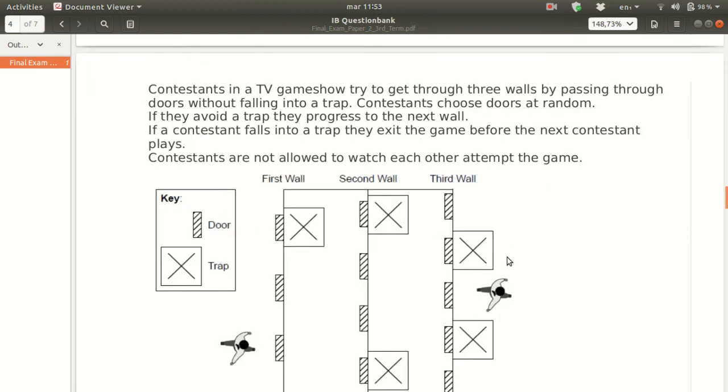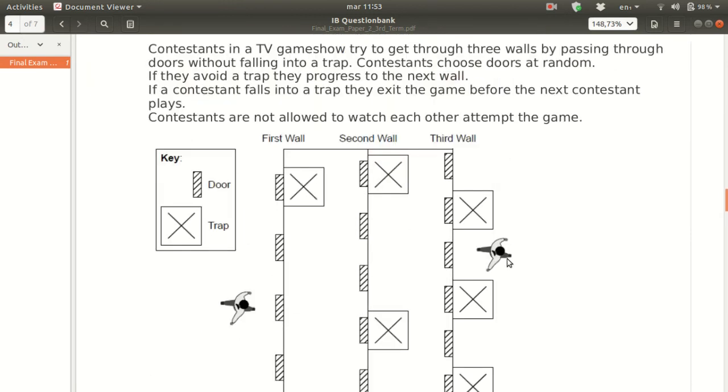All right, let's look at question 9. Contestants in a TV game show try to get through 3 walls by passing through doors without falling into a trap. Contestants choose doors at random. If they avoid a trap, they progress to the next wall. If a contestant falls in a trap, they exit the game before the next contestant plays. Contestants are not allowed to watch each other attempt the game.